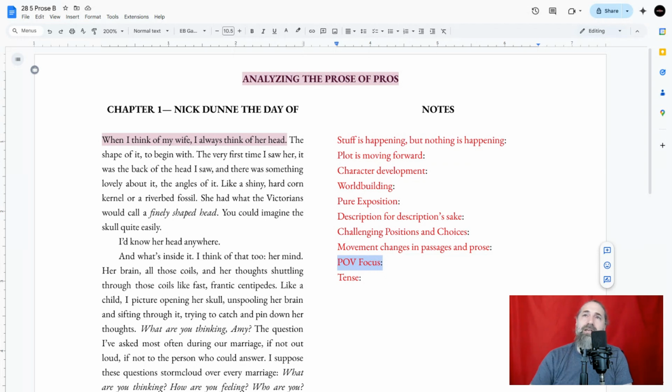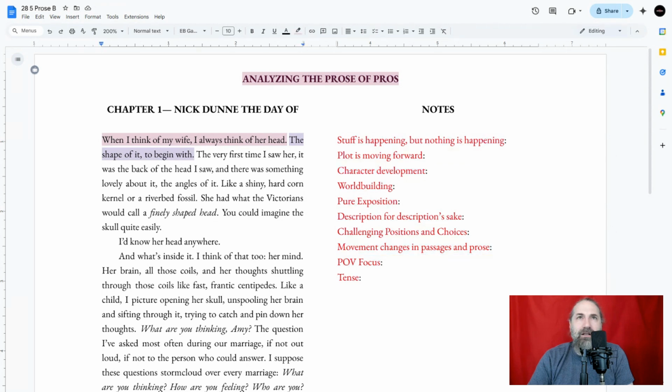So we know the POV is not the wife. All right. Now, we'll go to the second sentence, and I'll show movement. Okay, so boop, the shape of it to begin with. All right. Now, this is continuing character development because it's following the thought progression, which is movement.